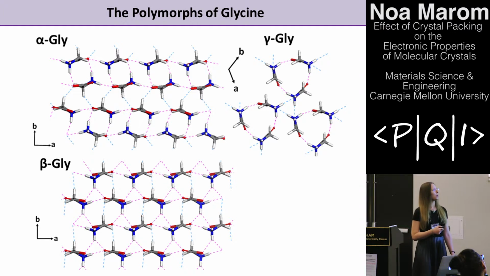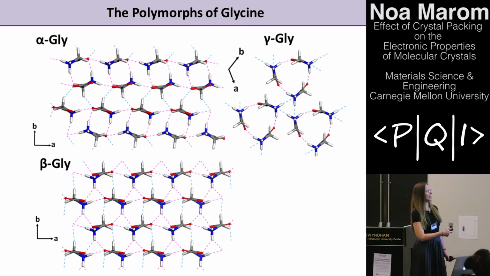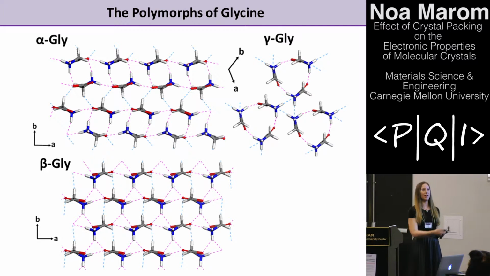So glycine has 3 polymorphs. 2 of them, the alpha and beta forms, are based on sheets of glycine molecules. In the beta form, the sheets are just stacked on top of each other. And in the alpha form, they form bilayers that are bound by weaker hydrogen bonds. The gamma form is a little bit different. It actually has helices of glycine molecules in the C direction, and then the helices are bound by weaker bonds in the AB plane.